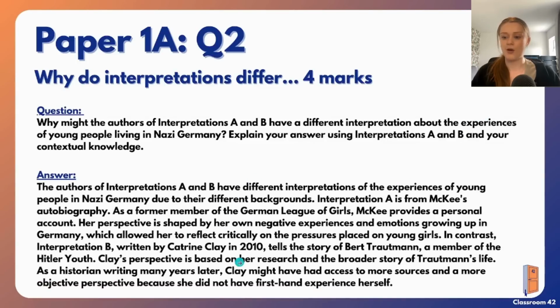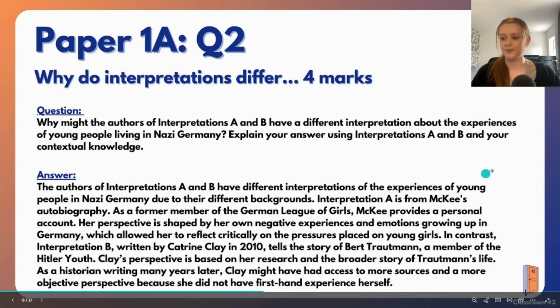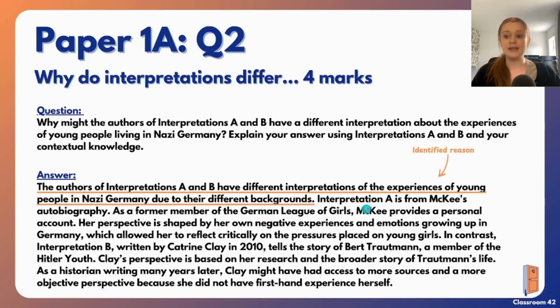So we've just got one paragraph focusing on both the interpretations. First of all, we have to identify a reason for difference. So here we've identified that their interpretations might be different due to their different backgrounds. Then we've got to look at the provenance of interpretation A. So interpretation A is from McKee's autobiography.